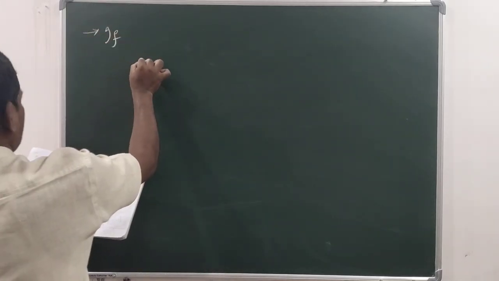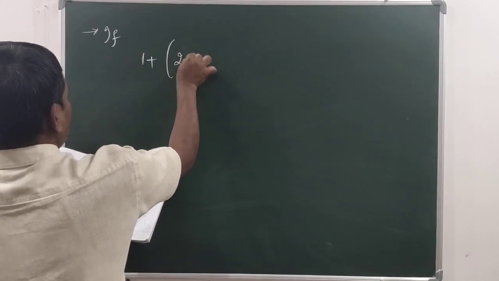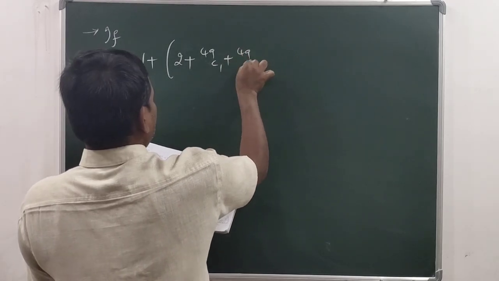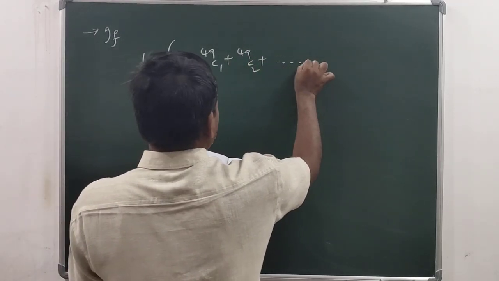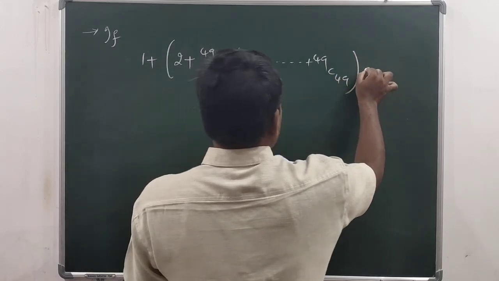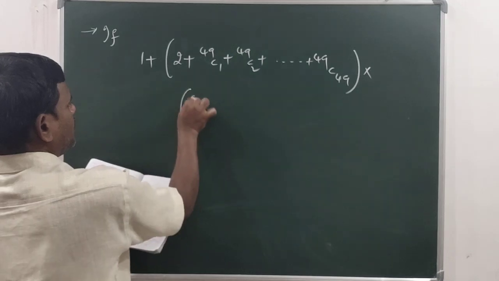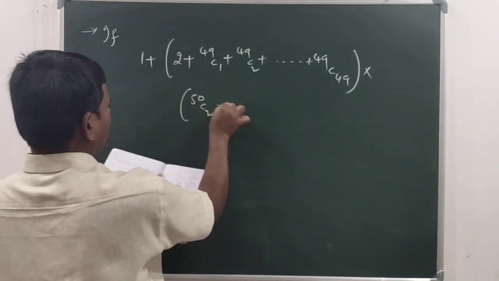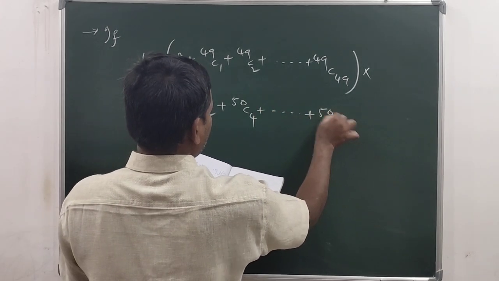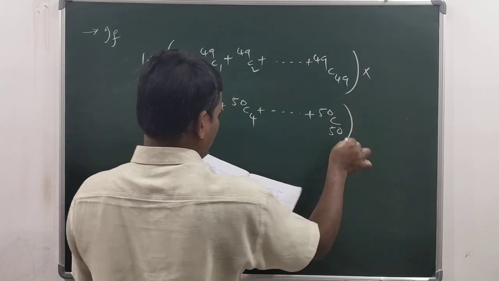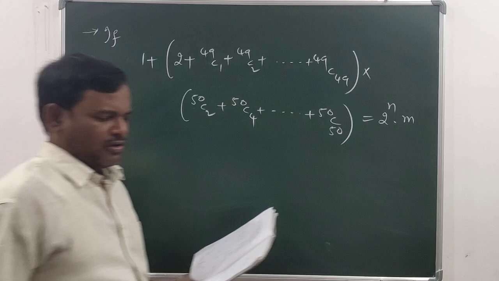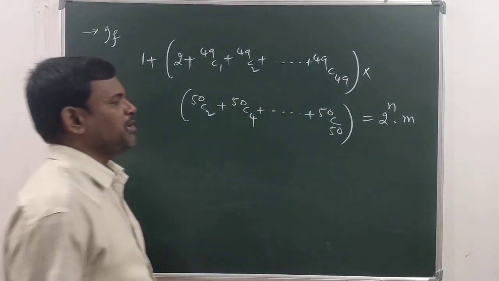If (1 + 2 + 49C1 + 49C2 and so on, up to 49C49) into (50C2 + 50C4 and so on, up to 50C50) is equal to 2 power n into m, where m is odd. Then m plus n is equal to how much?